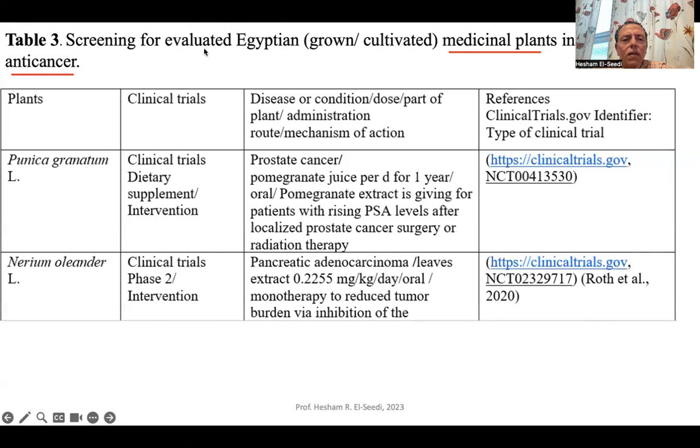The next, screening for evaluated Egyptian medicinal plants in clinical trial. So now we will go to clinical trial. It means plant, clinical trial, and what disease. What is the reference? And the link, of course, when it comes to clinical trial, we have to put the link, right? So you see all the information in a very simple way.